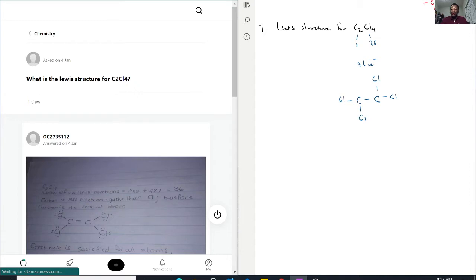Right now, it's sharing 1 of its 7, so it's going to fill out the rest of the octet. 2, 3, 4, 5, 6, 7. Same thing with this one. Same thing with this third chlorine, and same with the last chlorine.